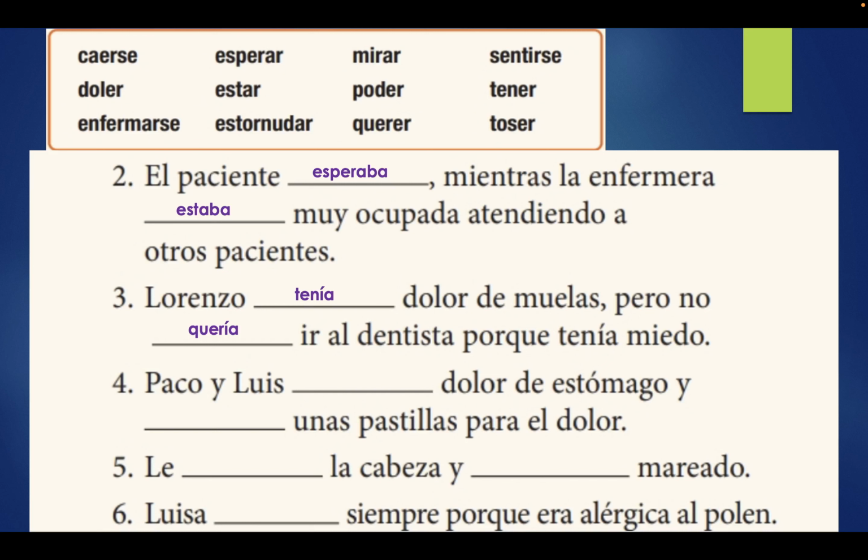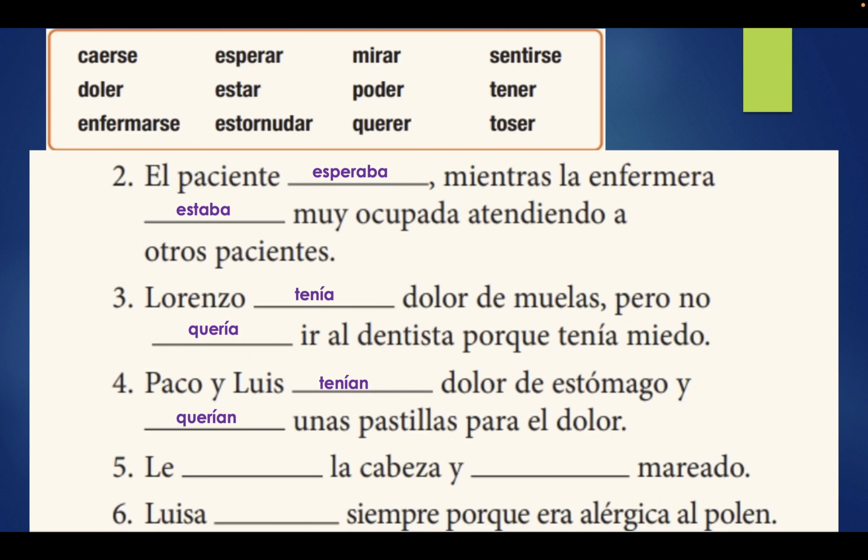Okay, awesome. Número cuatro. Paco y Luis blank dolor de estómago y blank unas pastillas para el dolor. So Paco and Luis blank stomach pain and blank some pills for the pain. So Paco and Luis, they had some stomach pain. So again, using the verb tener to say they had some stomach pain. Paco y Luis tenían dolor de estómago, and blank some pills for the pain.